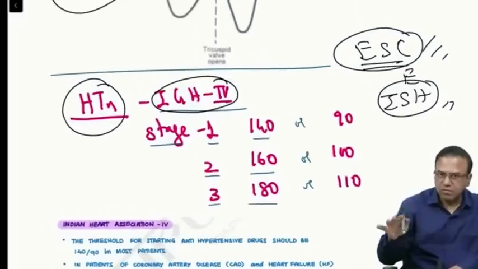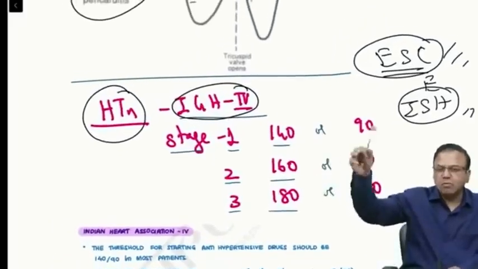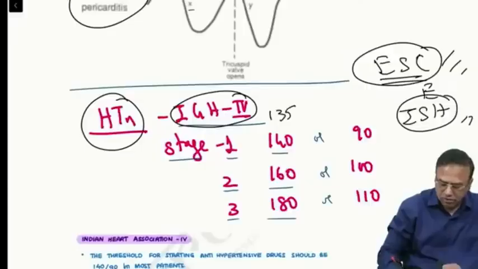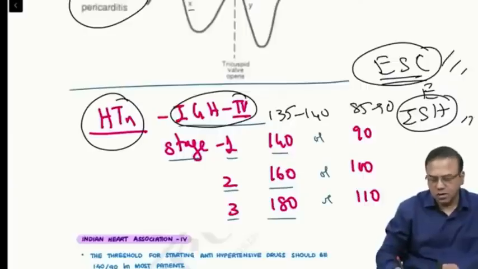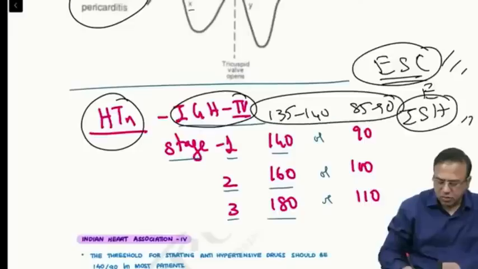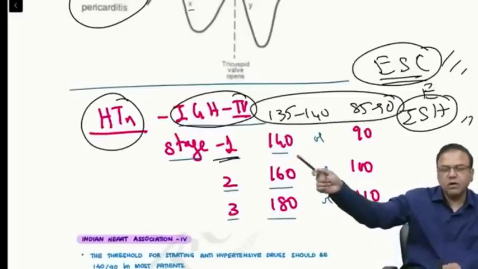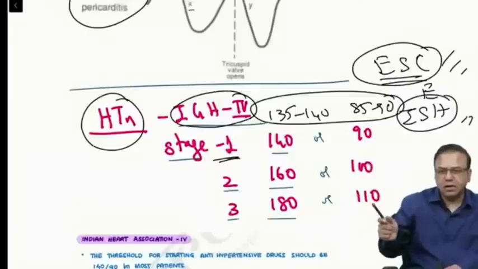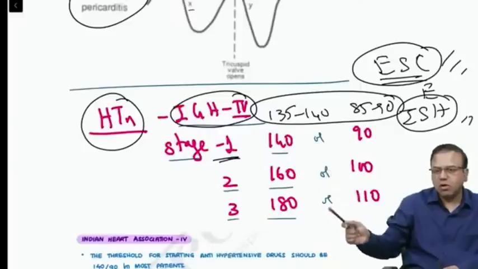The guidelines we are following say that normal blood pressure is 120/80. Okay, 135 to 140 and 85 to 90 we are calling high normal. Anyway, high normal they won't ask you, but stage 1 hypertension is 140. It's very easy: 140, 160, 180 for stage 1, stage 2, stage 3, and 90, 100, 110. Okay, remember the word is or, not and.